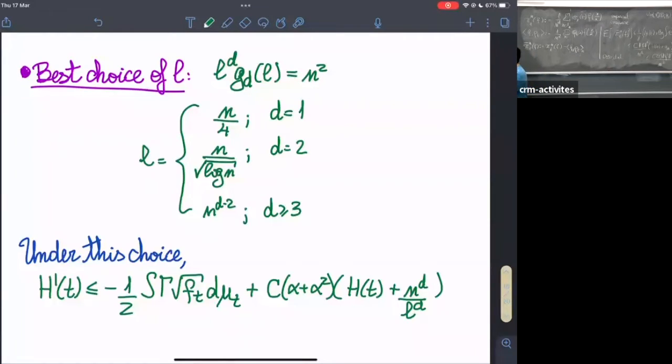So if things go well, instead of having a positive constant in front of the H, you will have a negative constant in front of the H at the right-hand side. And if you are able to do that, then you get a bound which is uniform in time. If you have a bound which is uniform in time, then you can be more ambitious and try to access the stationary state. And this is something we can do.